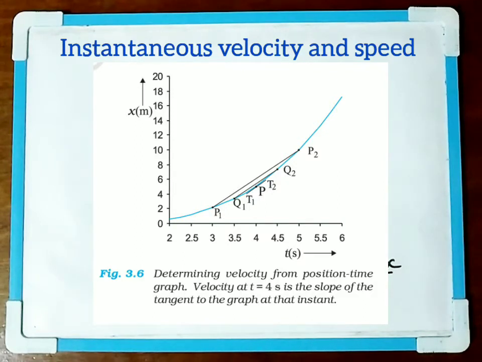And here we can find, at P1, when your object is at position P1, the time is 3 seconds and the displacement is 2 meters. Then at P2, the time is 5 seconds and the displacement is 8 meters. So here we are required to find the velocity at 4 seconds. So what is the velocity at this 4 seconds?